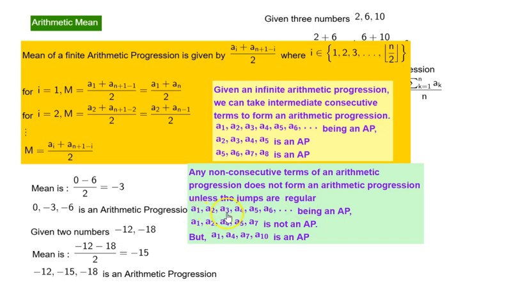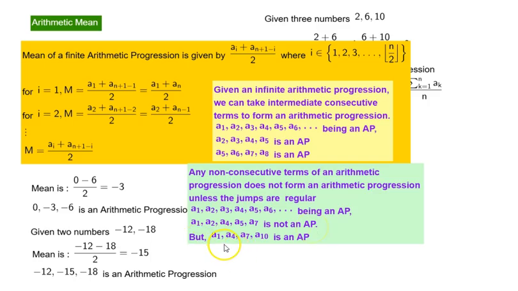So again, in a1, a2, a3, a4, a5, a6, and so on being an AP, a sub 1, a sub 2, a sub 4, a sub 5, a sub 7 is not an AP. Why? Because here we start with a sub 1, the next term is a sub 2, but the next one is a sub 4. That means the difference between these two is 2D. Here it is D. Here it is again D. And here again it is 2D. So there is no common difference.